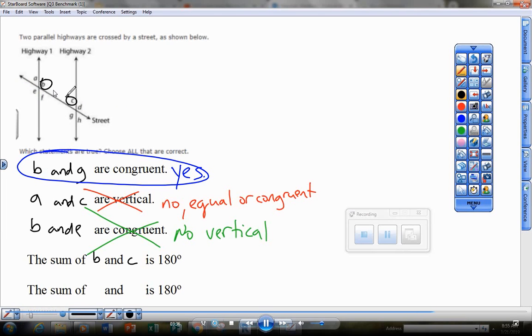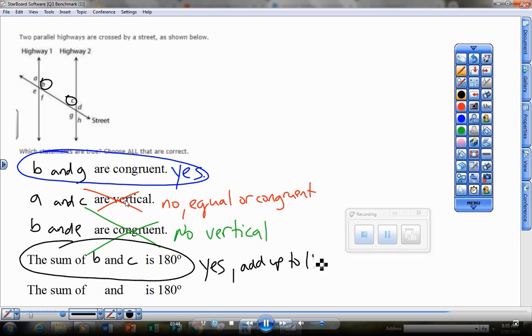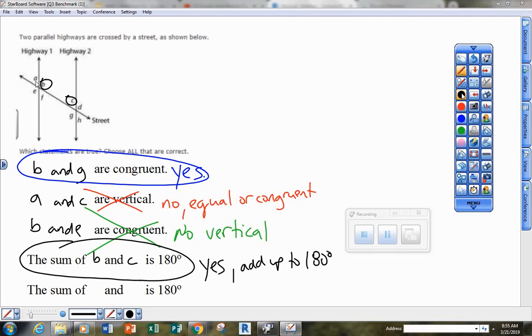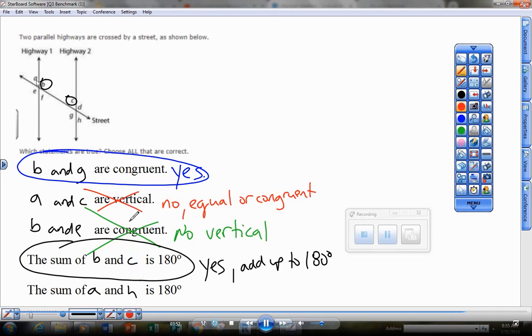Alright, B and C. These two angles inside add up to be 180. You can see that's the big pair, that's the little pair. And then the last thing I'm having you do is A and H. And again, A and H, they're not vertical, they're equal, they're congruent. And congruent angles don't add up to give you 180.